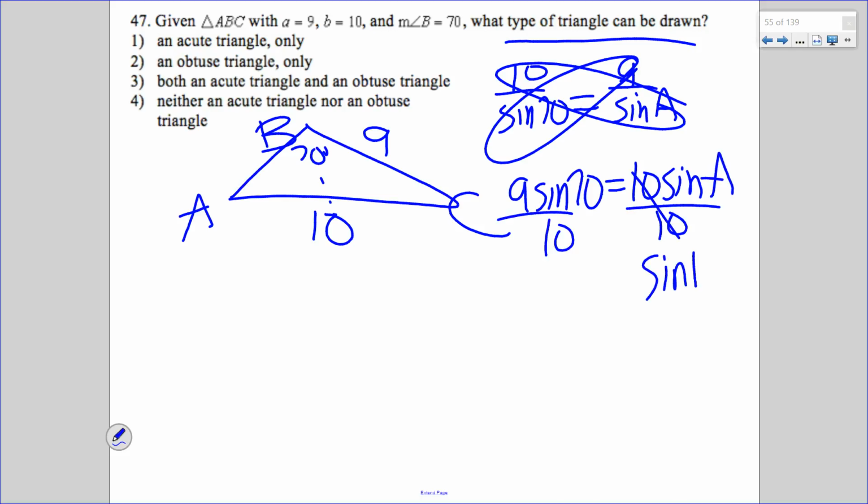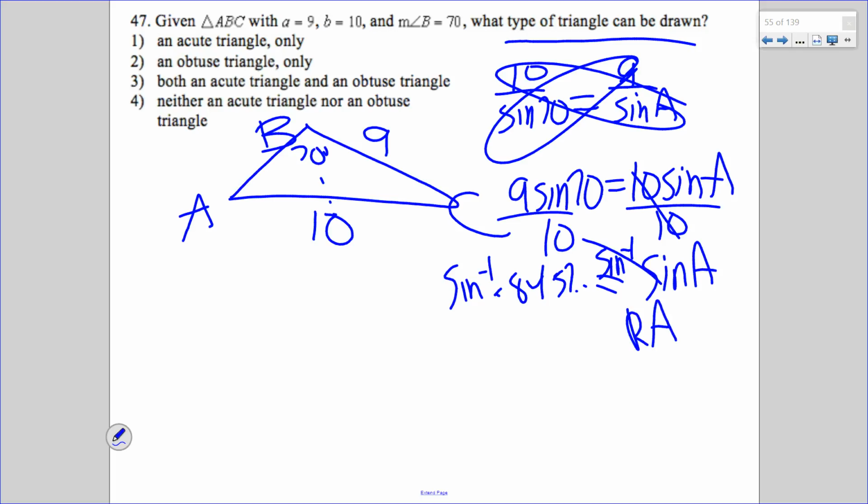I have sine A equals, would have been really smart for me to have my answer sheet. It's in the car with reading this morning. Didn't want to get wet. 9 sine 70 over 10 is 0.8457, whatever. Inverse sine of both sides.